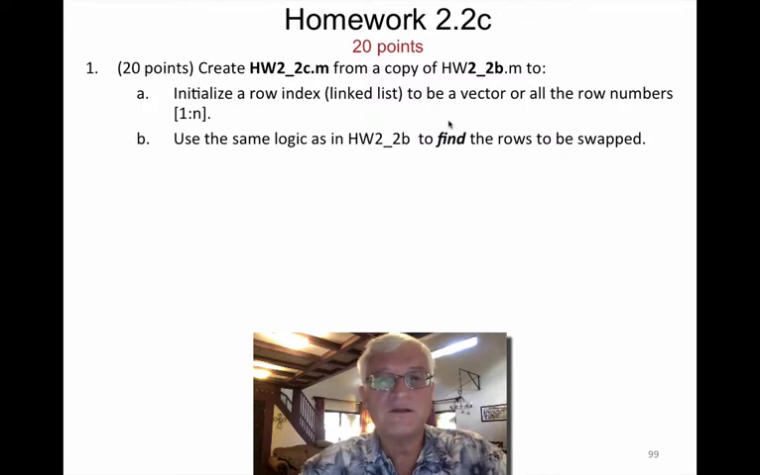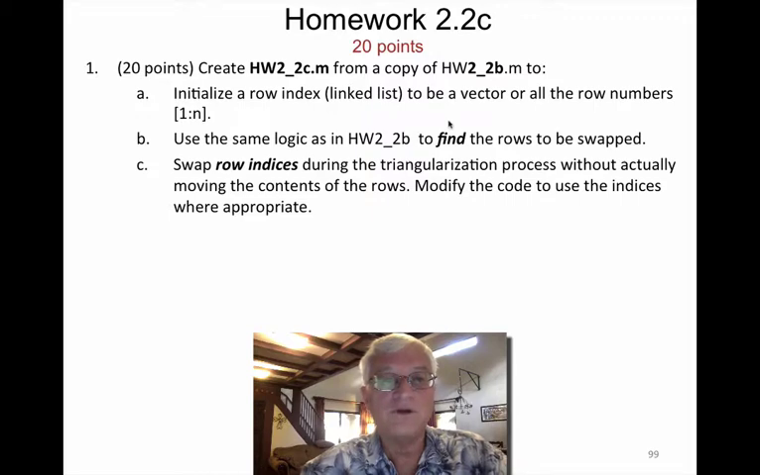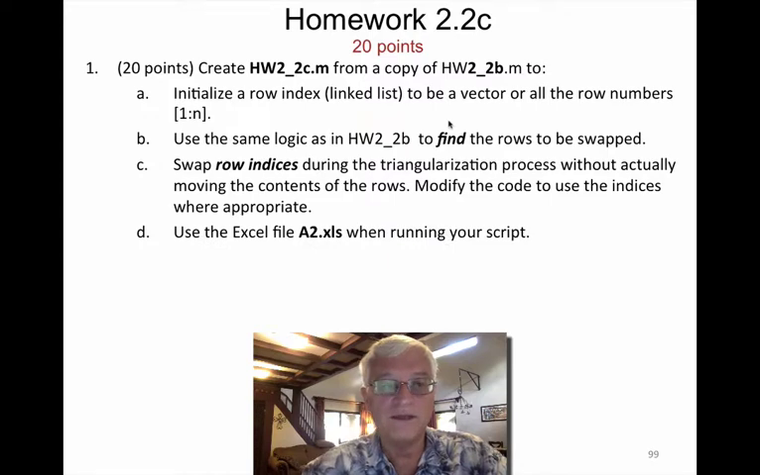Then you're going to go back to the logic you used in 2.2b, which is already sitting there in 2.2c because you copied it, to find the rows to be swapped. So the logic is the same. We are using our scaled partial pivoting to find the rows to be swapped. But we're not swapping them at all. Instead of swapping the rows, you're going to exchange row indices that correspond to the same locations as the row. We'll talk more about that in a bit. You're still going to use the a2.xl file, so you better get the same result when you're done.